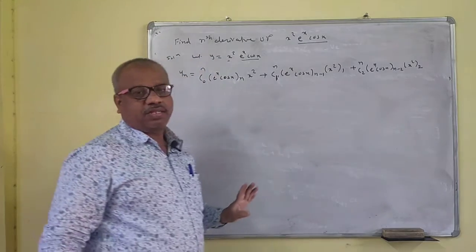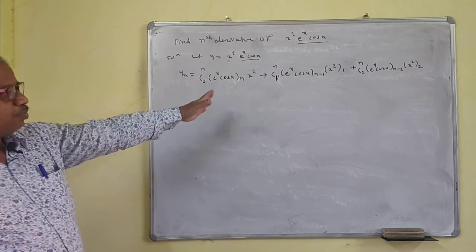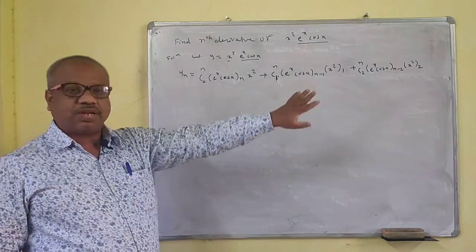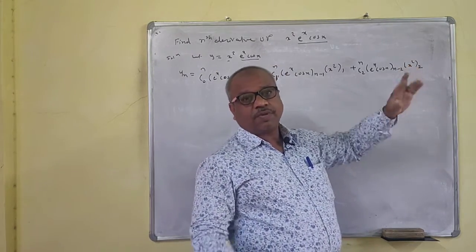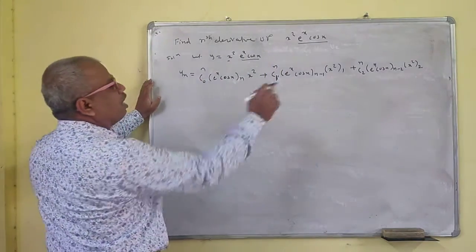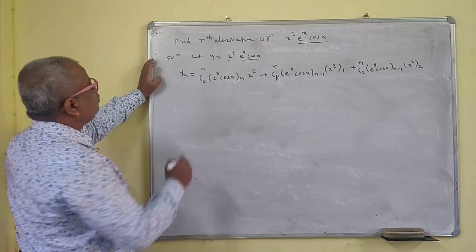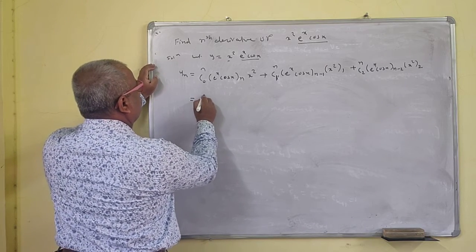It is enough to write the first three terms here, because if you write the fourth term, you have to take the third derivative of x square. The third derivative of x square is 0. So no need to write the next term now here. We only have to simplify these three terms. Okay. So nc0 is 1.